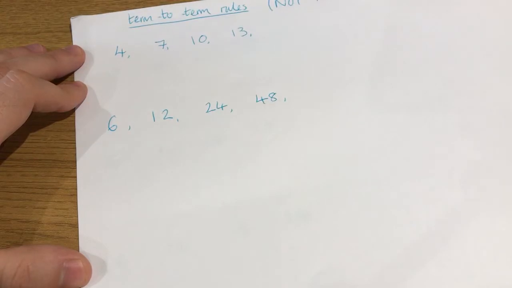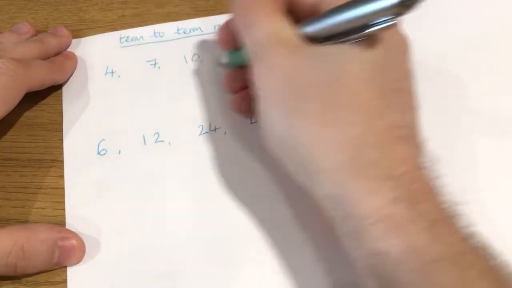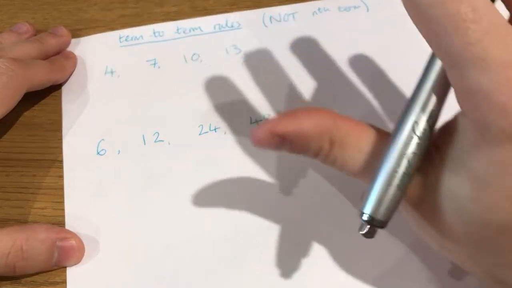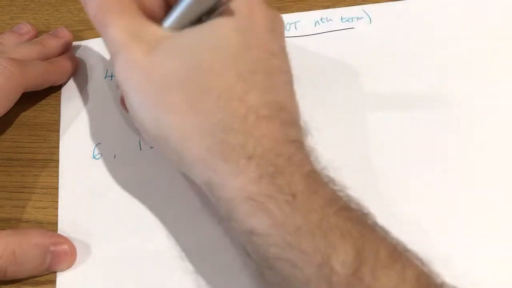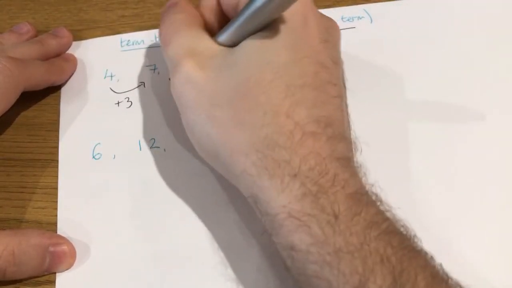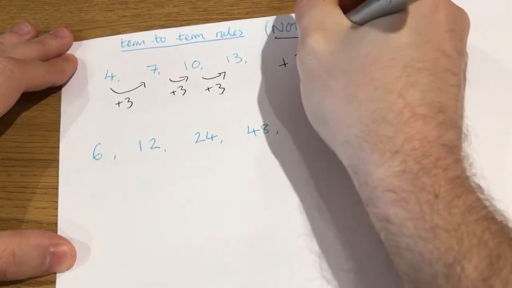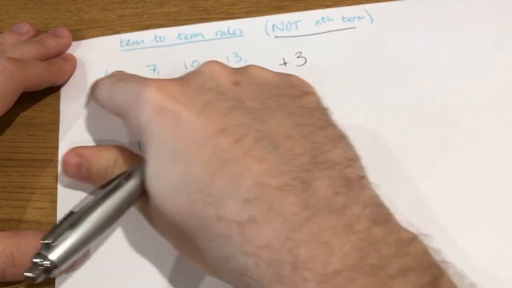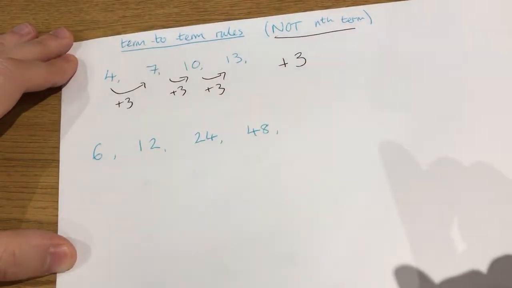Right, so the second one, term-to-term rules. Now, a lot of people will look at this straight away and go, oh, I'm going to find the nth term. Don't do that. This is not the nth term. When it talks about term-to-term rules, it just literally means, how do I get from there to there? Add 3, add 3, add 3. So the term-to-term rule is add 3. To get from one term, this is a term, to the next term, you add 3.